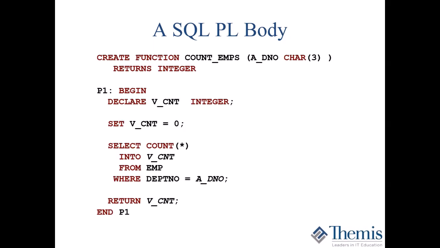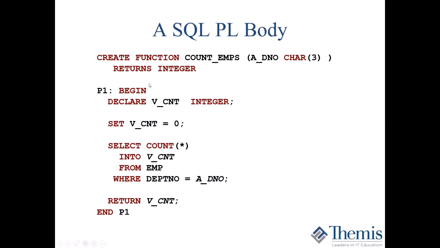So here's a simple example. I've got a UDF called count_emps. And this is going against the good old IBM sample database that's been kicking around in DB2 since 1982, right? We've got that little employee table. If you've been working with DB2 for any amount of time, you've seen this thing, right? So this function says count the employees, right? That count_emps takes in a parameter called a_dino, it's character 3, and gives you back an integer.